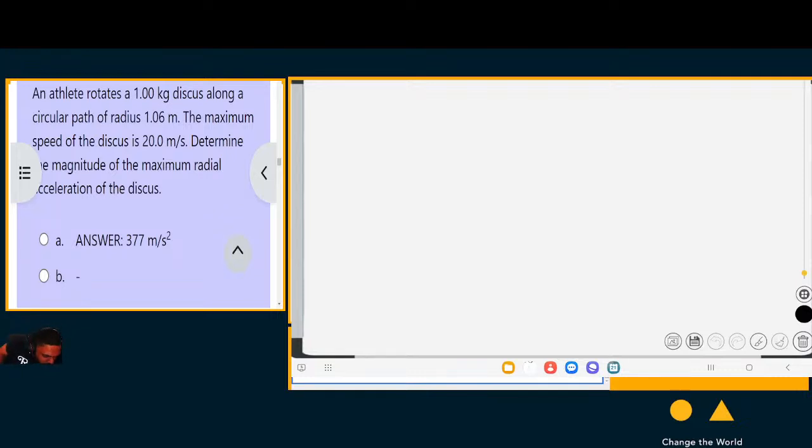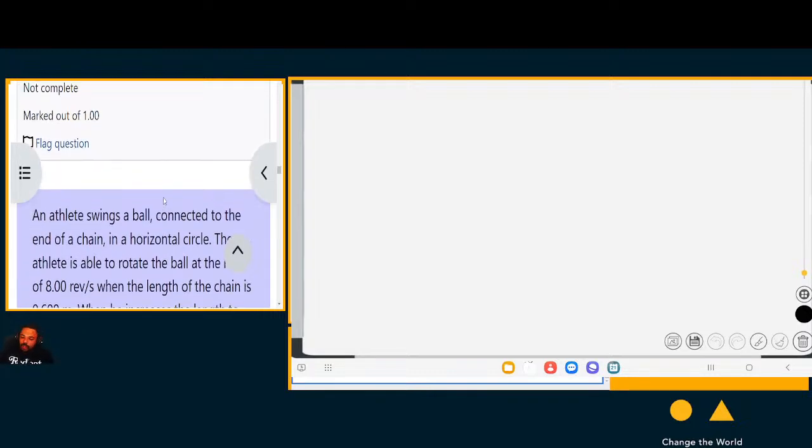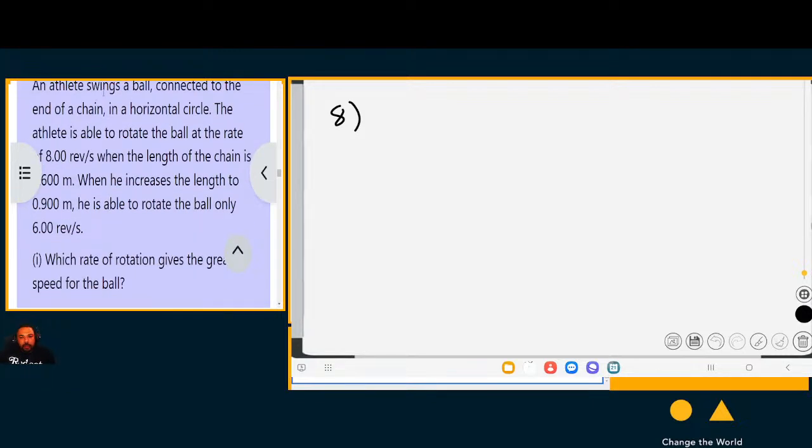But now let's get to this next question. This one is interesting. There are the next three questions. It's quick, but it follows on previous answers. Let's look at question number 8. It tells us an athlete swings a ball, so we assume it's going to be a uniform circular motion problem. So an athlete swings a ball connected to the end of a chain.